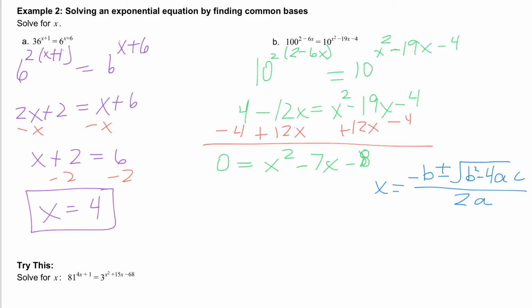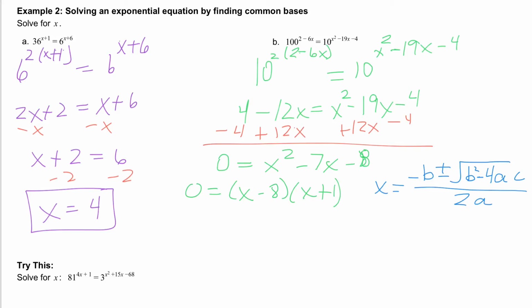Or what we can do is use factoring. In order to use factoring, though, this must be factorable. So not every quadratic is factorable. If you try to factor it and it's not working, then you're going to have to go to the quadratic formula. But this is factorable. This will factor into 0 equals x minus 8 times x plus 1.